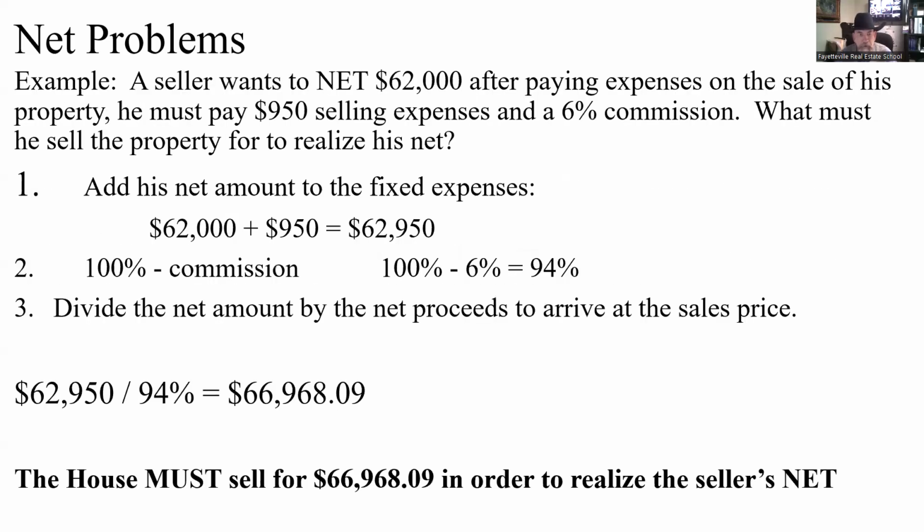This is what it looks like right here. 62,000 plus the expenses of 950 equals 62,950. We find the reverse commission: 100 minus 6% is 94. And then the formula: the wanted net plus expenses divided by 94% equals the house must sell for at least $66,968.09 in order for the seller to realize his $62,000 net.